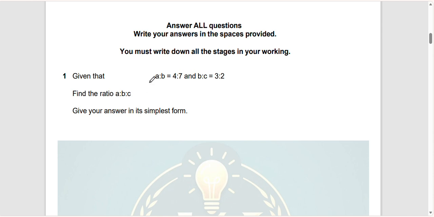Given that A ratio B is 4 ratio 7, and B ratio C is 3 ratio 2, find the ratio A ratio B ratio C. Okay, let's apply the easy technique. I'm going to write A ratio B ratio C. Let's get the values here.